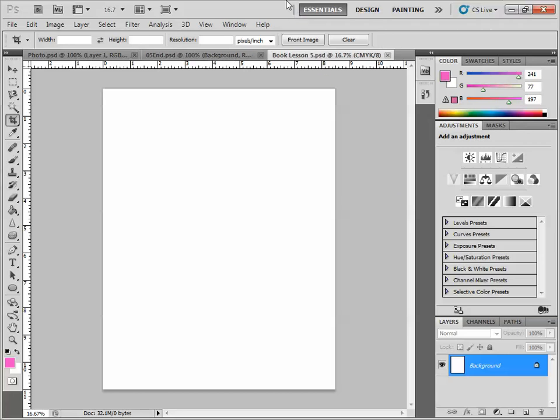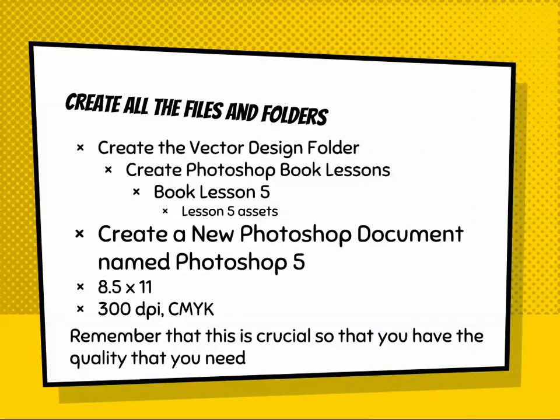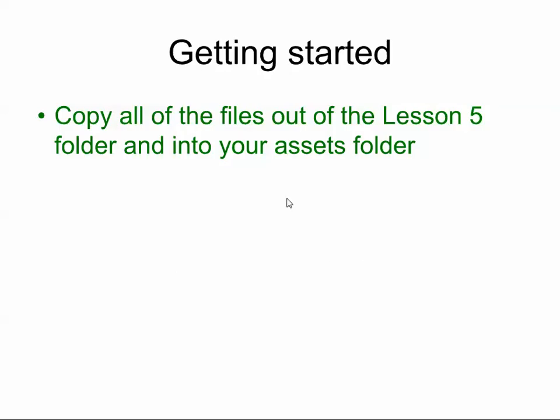All right, so we started with the document, and when you're doing anything in Photoshop, that's the first step: getting your document correct for whatever the application is. In this case, the application is that we're going to print this on the printer. Okay, so now we've got to copy all the files out of the lesson 5 folder into your asset folders. What does that mean?